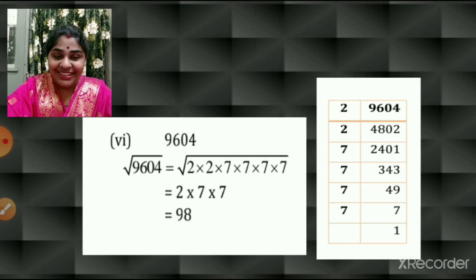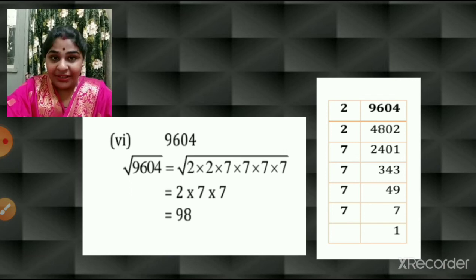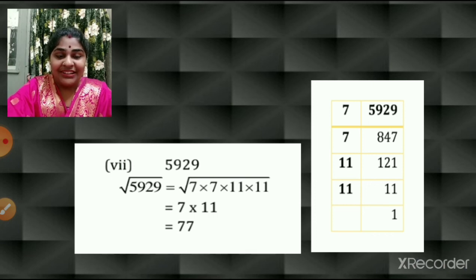Again, question number 6 is 9604. So how to find it? First find the factors, then make pairs of the similar factors. Take one factor from each pair and find the product of it, and you will get the square root of the given number. And this is the seventh one, that is 5929.